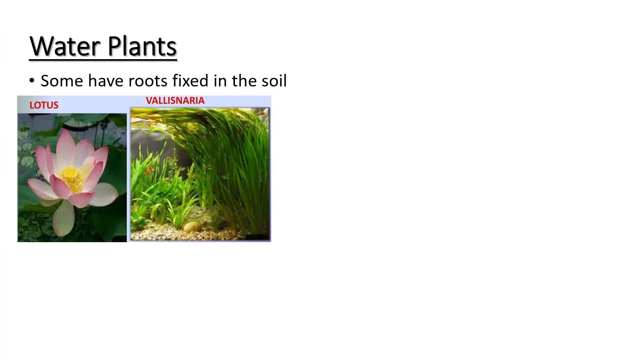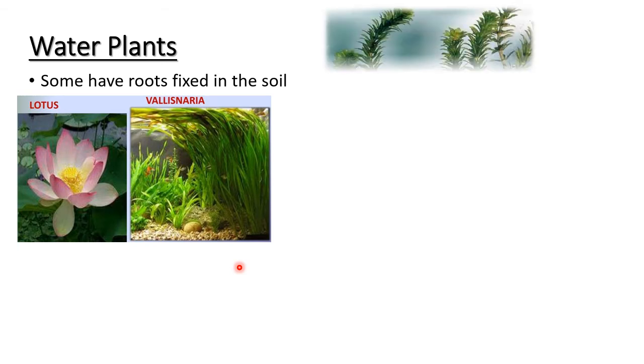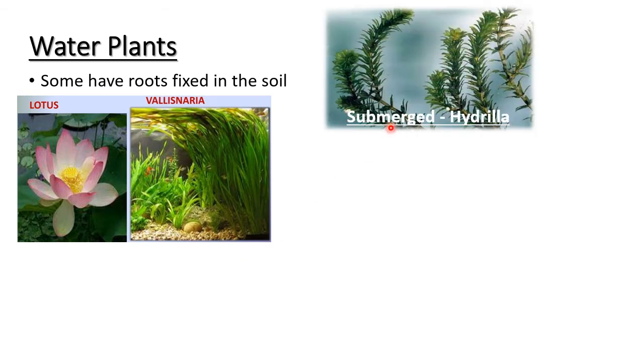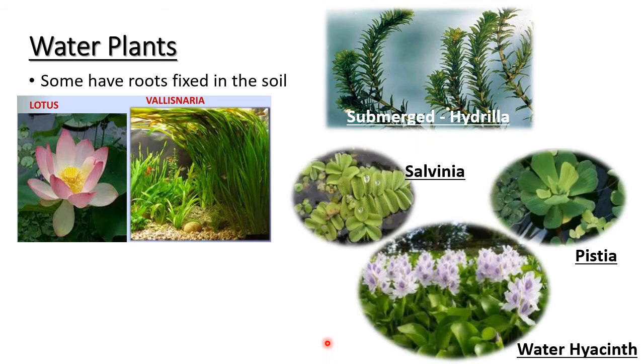Water plants. In ponds you'll find lotuses blooming. Some water plants have their roots fixed in the soil, like lotus and Vallisneria, while some others are submerged completely in the water, like Hydrilla, while others are floating, like Salvinia, the water rose or Pistia, and water hyacinth.